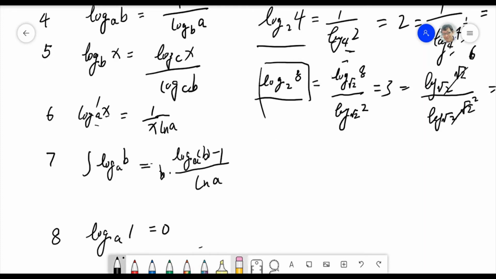Okay, this formula number 7 is also very hard. This is the integration of a to the x, log a of x, which is equal to x times log a of x minus 1, divided by the natural logarithm of a. So if you are interested, spend some time to try to prove it. How do you prove it? You just take the derivative of the right side. If you finally get the left side, then you win.